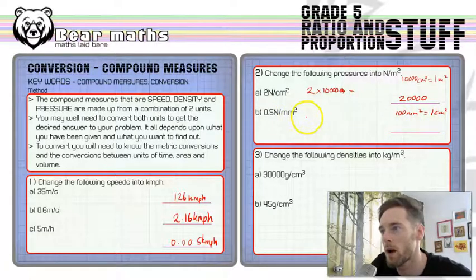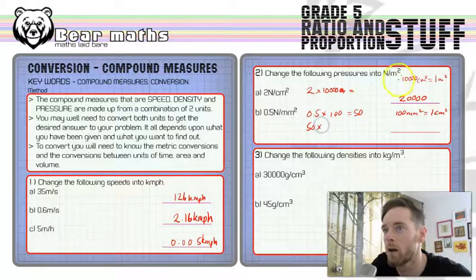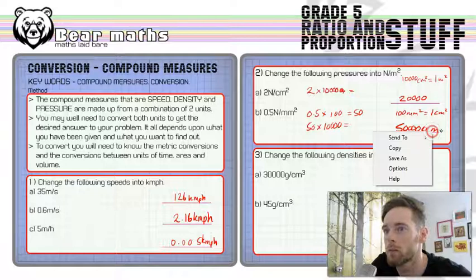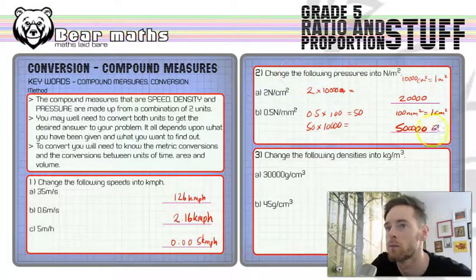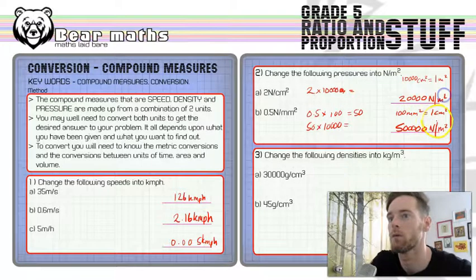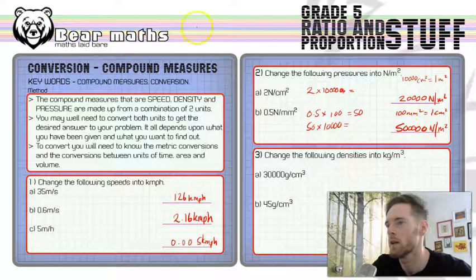So we're going to multiply by 100 first of all. 0.5 multiplied by 100 is 50. And then 50 multiplied by the 10,000 gives us 5 and then 5 zeros, and that's in newtons per meter squared. I didn't put the units there, did I? I apologize. Nothing happened to the newtons in these instances, so you wouldn't have to worry about that changing. There you go, there's the answers to that.